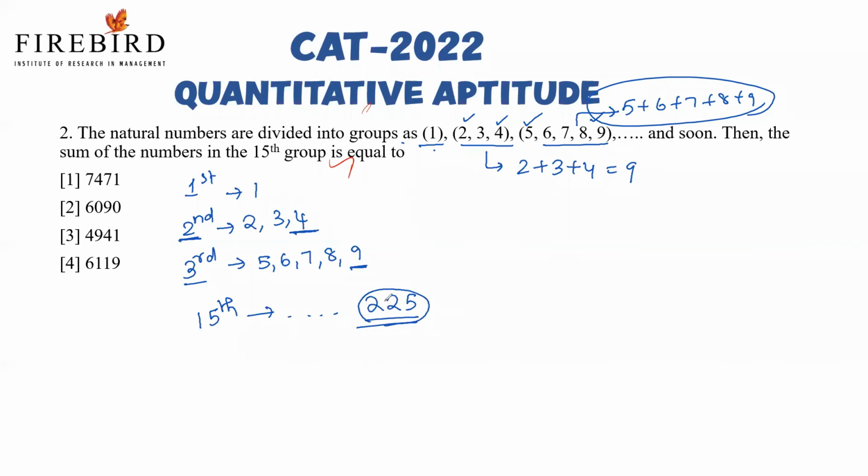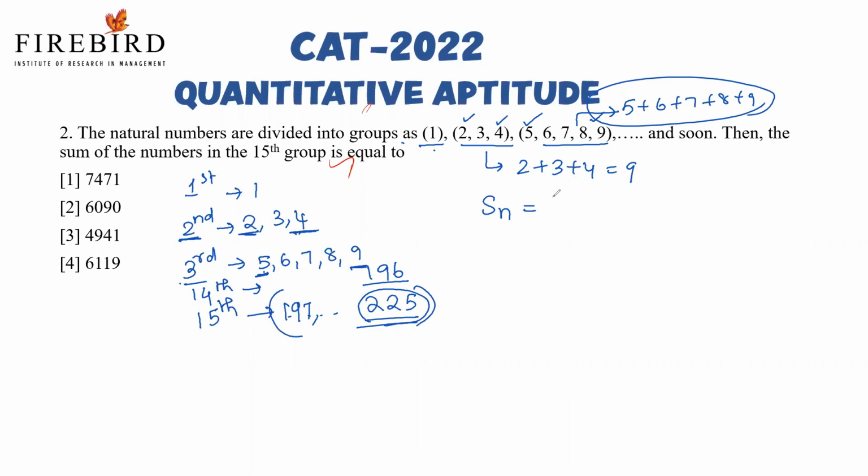Now I have to find out the first term of the 15th group. See, the first term of the second group is 2 and the first term of the third group is 5, which is next to 4. Similarly, the last term of the 14th group, I know it is 196. If it is 196, the next number, 197, forms the first number of the 15th group. Now, if I write numbers from 197 to 225 and add all the numbers, I'll get the answer. For finding this, you have to know the sum of n terms formula.